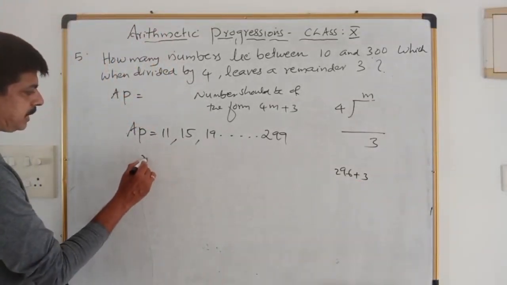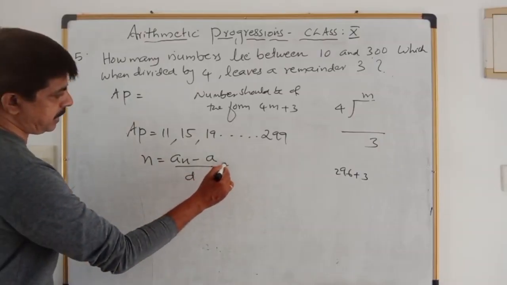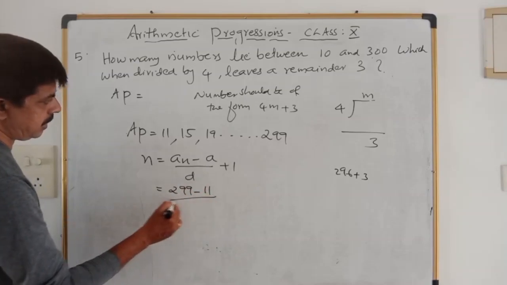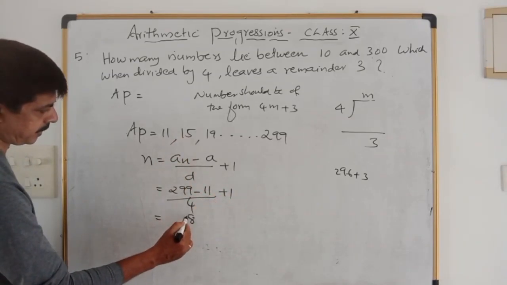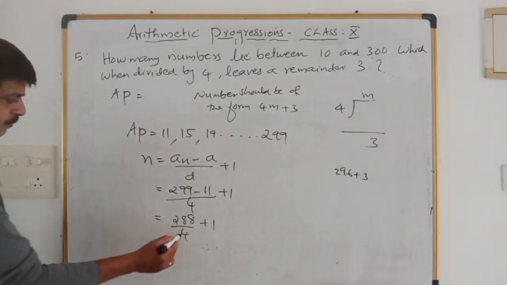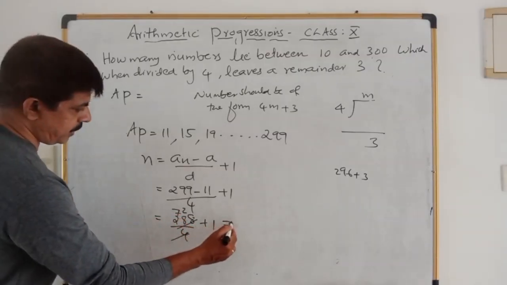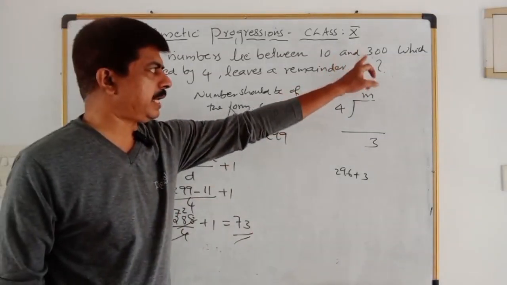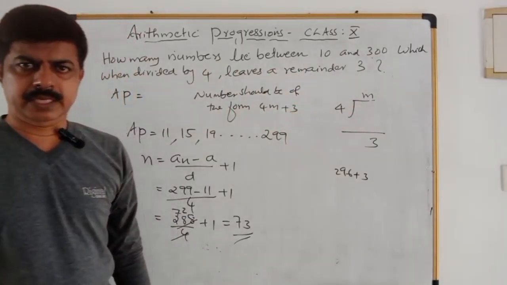So let us see how many terms there are. n is equal to (an minus a) by d, plus 1. We have an as 299 minus 11, by d which is 15 minus 11, 4, plus 1. 288 by 4 plus 1. 4 sevens are 28. So we have 73 terms. 73 numbers lie between 10 and 300 which, when divided by 4, leave a remainder 3.